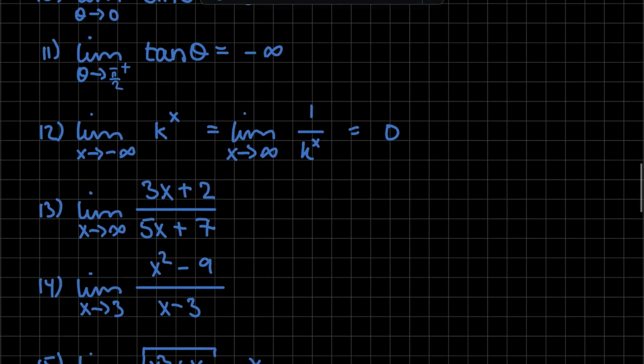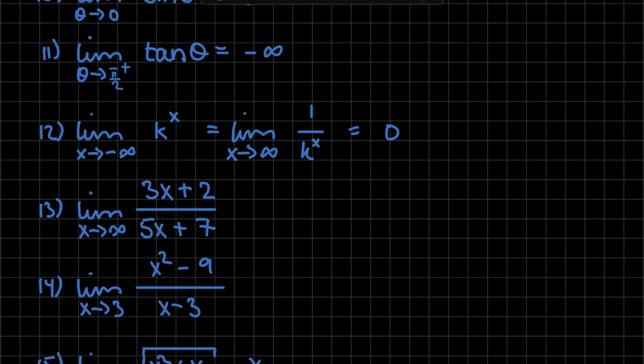Then number 13, the limit as x tends to infinity of 3x plus 2 over 5x plus 7. So this function is known as a rectangular hyperbola, and this limit would be really easy to solve with L'Hopital's rule. But for now, since we haven't seen it yet, the way we would bring reasoning into solving this limit would be the following. So we have a linear function on the numerator and a linear function on the denominator, and if we were to just substitute x by infinity, we would be getting infinity over infinity, which is an indeterminate form.